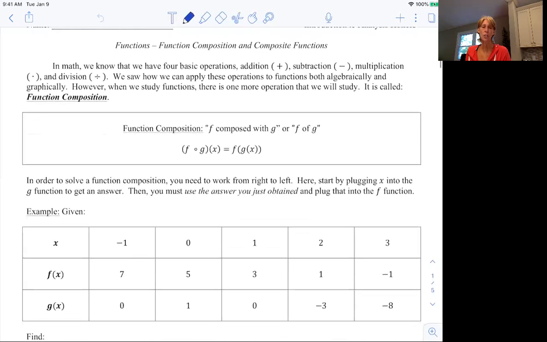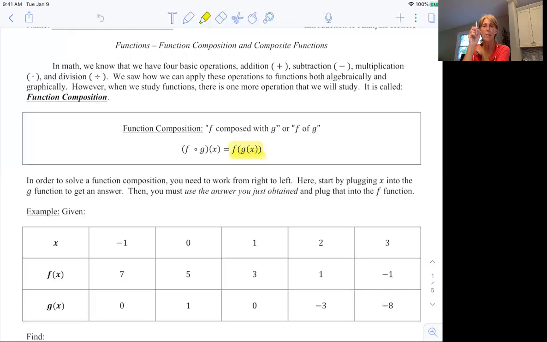So first of all, we have to talk about the notation. The notation for function composition, in words we say f composed with g or f of g, is f of g of x, and it's that little open circle. But what I usually do when I'm dealing with function composition is rewrite it right away as f of g of x. It just makes a lot more sense for how we evaluate it.